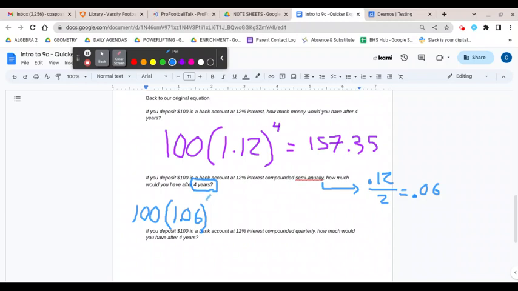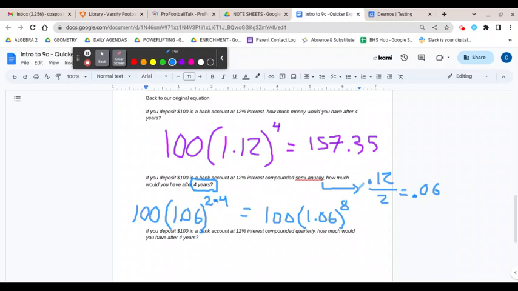Okay, because it's compounded twice a year, 2 times a year, at 4 years is really going to be the 8th power. So we're going to have 100 times 1.06 to the 8th power, okay?